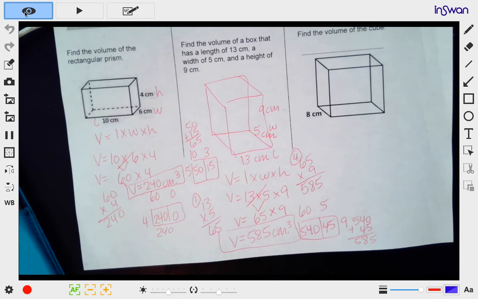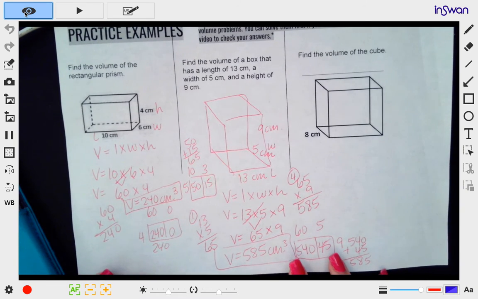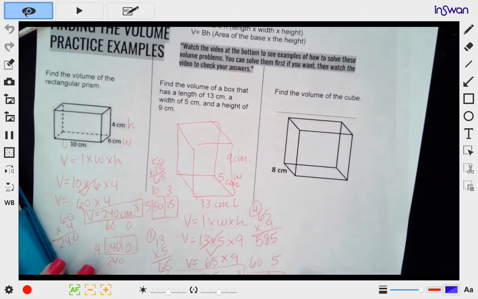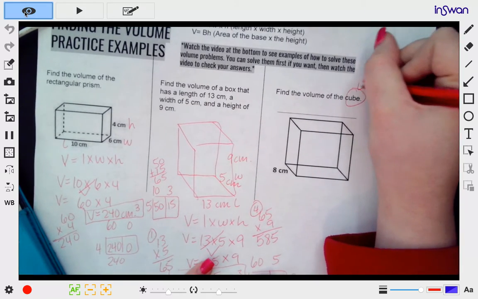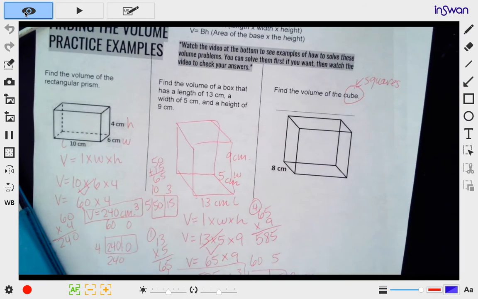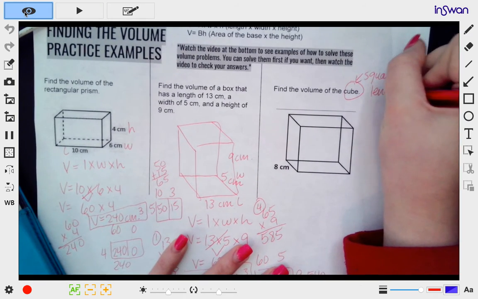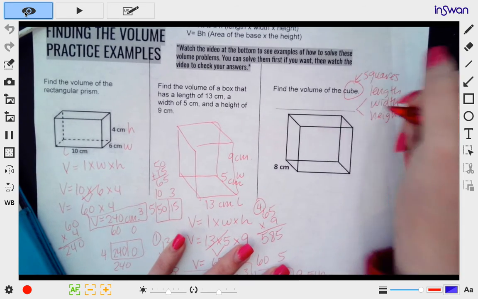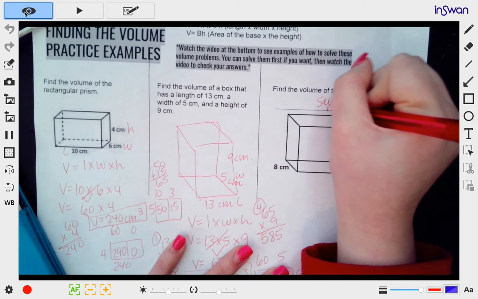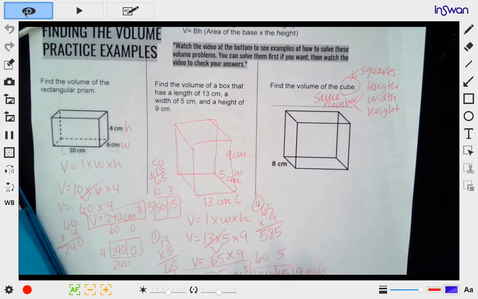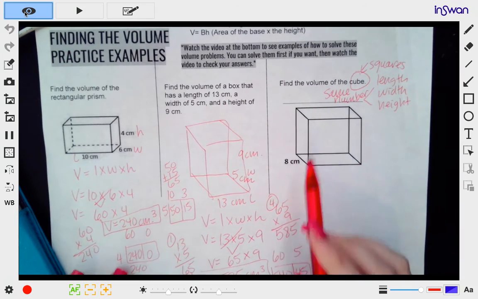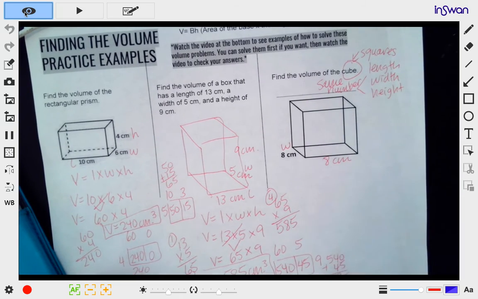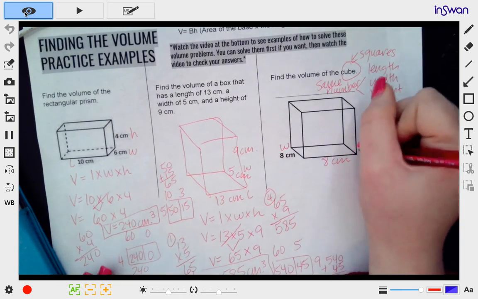And the last question on here says find the volume of the cube, and cubes you need to know are made out of squares. So that means the length, the width, and the height of cubes are all going to be the same number. You need to remember that as you're working any questions that say the word cube. So if the width right here is 8, that means the length is also got to be 8 centimeters, since it's a square. And the height would also have to be 8 centimeters.